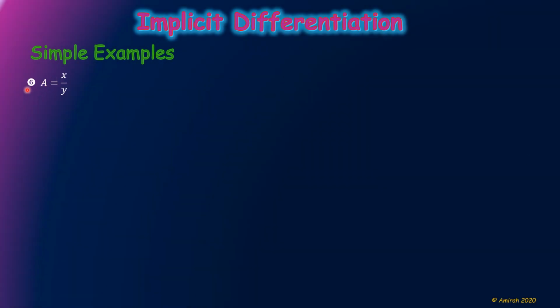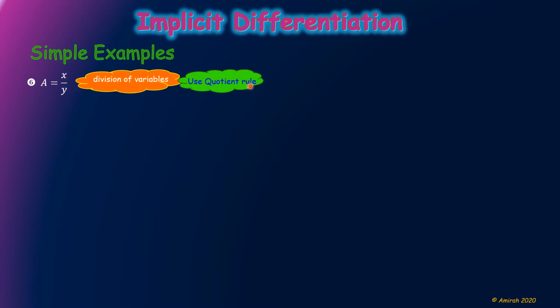Now, look at simple example number 6. A equals x over y. x is a variable and y is a variable. So this is division of variables. To differentiate division of variables, we need to use the quotient rule.